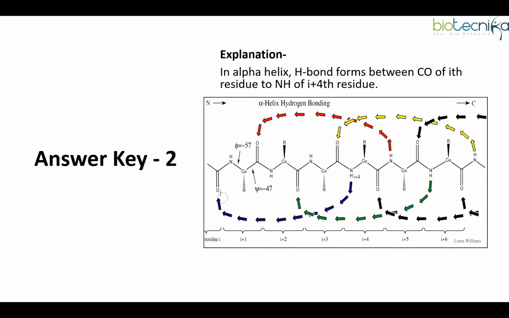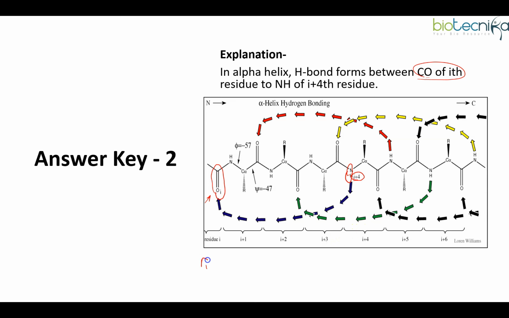If you see, this is the first residue and then this is the second residue, which we are referring to as I plus 1. Then the corresponding ones are I plus 3, I plus 4, I plus 5 and likewise. Now the first bonding is between the CO of the ith group. So this is the C double bond O of the ith residue, or the first residue. And this is bonded with the NH of the I plus 4th residue.